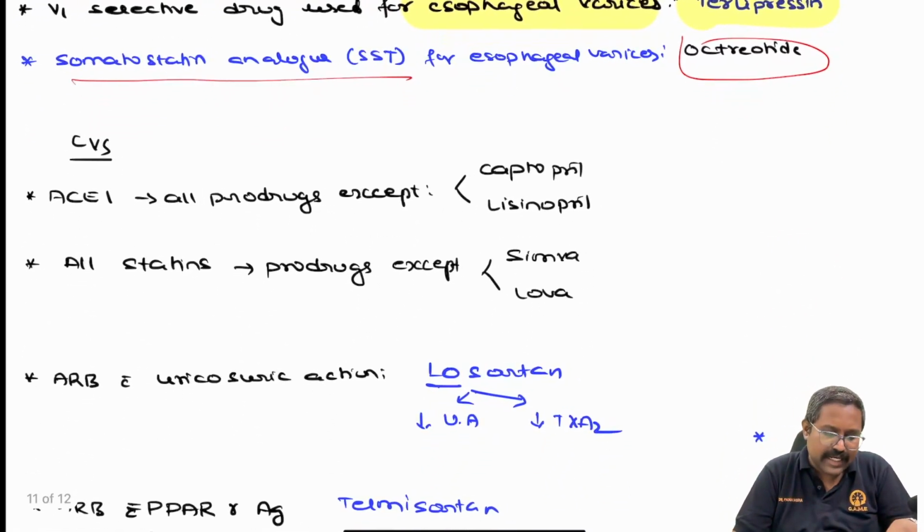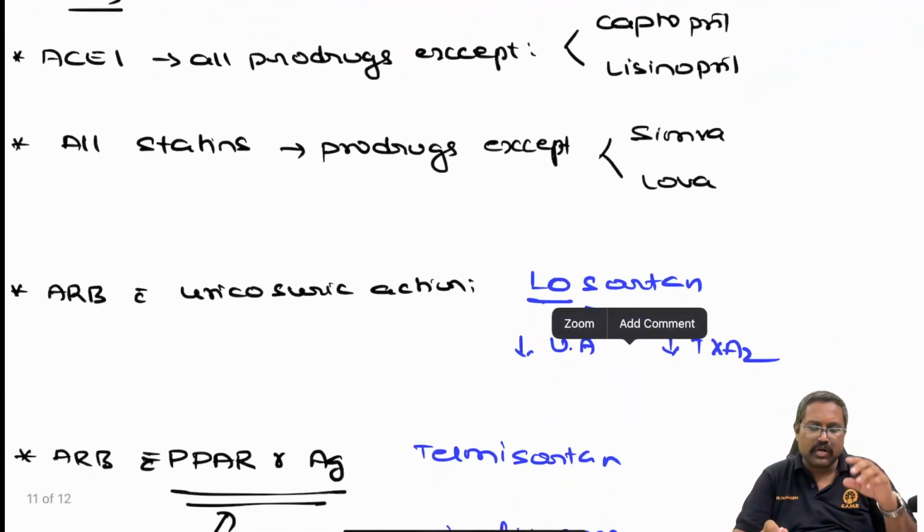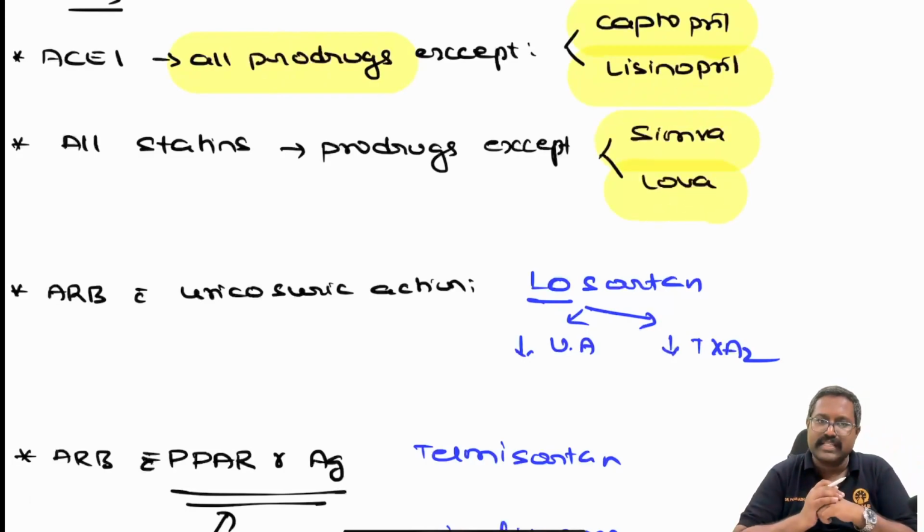Next, coming to the cardiovascular system. One should remember that all the ACE inhibitors are prodrugs except for captopril and lisinopril. And among the statins, all are prodrugs except for two drugs, simvastatin and lovastatin.